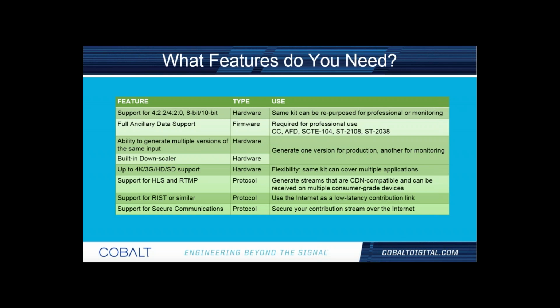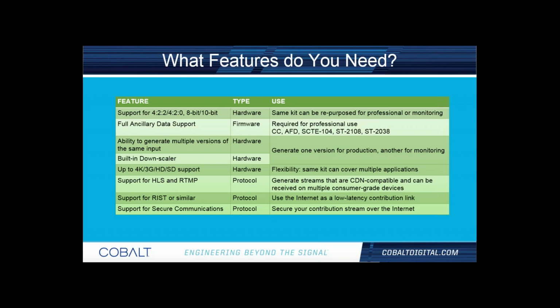The first one is support for 422, 420, 8-bit, 10-bit. This is important because the same kit can be repurposed for professional or monitoring. If you're going to hit a low-end consumer device, you want 420 8-bit. If you're doing full-grade contribution, you want 422 10-bit. And there's the case for 420 10-bit, which is what you need for supporting HDR.